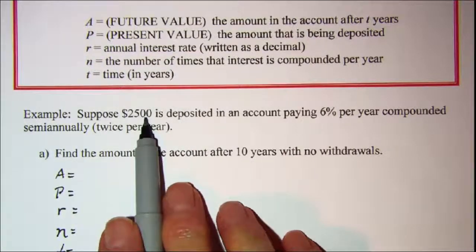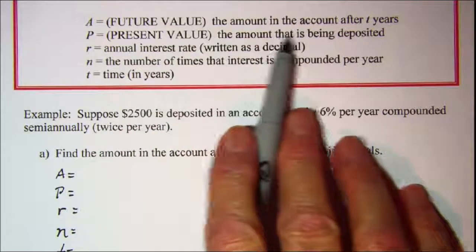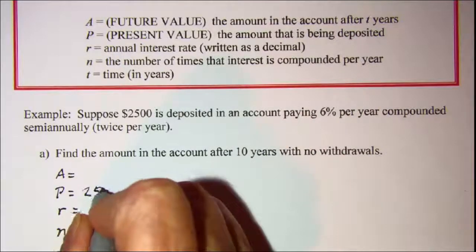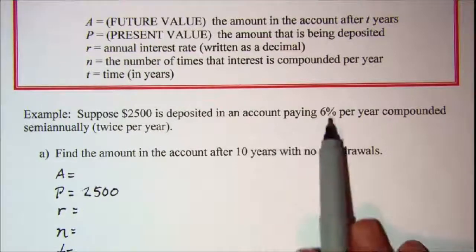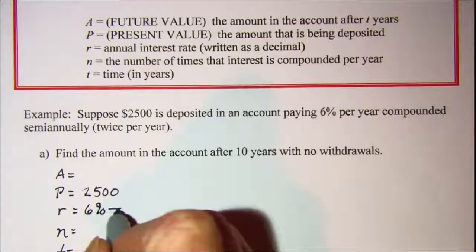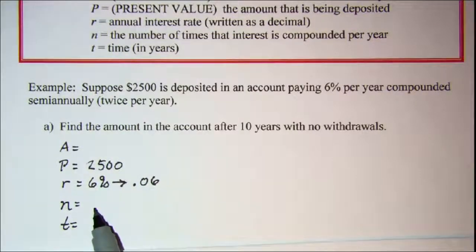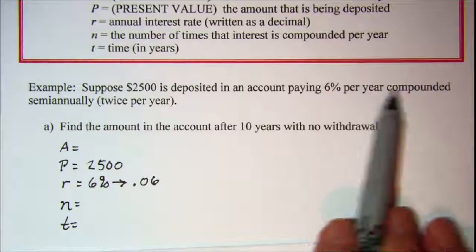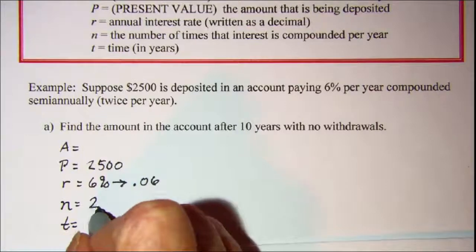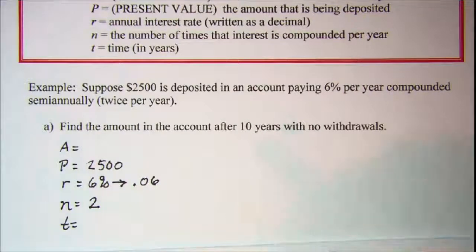Since $2,500 is being deposited, that's our present value, the amount that's being deposited. So P is $2,500. R is the interest rate, 6%. So 6% written as a decimal is 0.06. N is the number of times that interest is compounded per year, and we see that it's compounded semi-annually. So in this case, N is 2. And we're asked to find the amount in the account after 10 years, so T is 10.